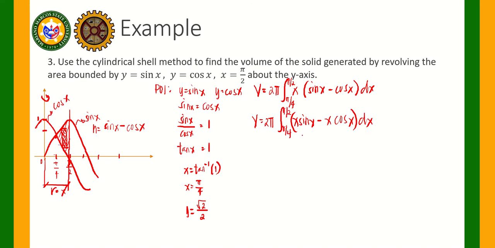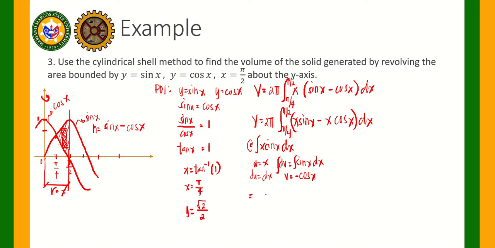If you take a look at this, we have two functions here na naka-multiply. So, yung gagawin natin is si IBP. So, separately, we have the integral of x sine x dx. So, let u be equal to x, du be equal to dx, and then we have dv equal to sine x dx, and v is equal to negative cosine x. So, the integral, kunin natin integral of sine x, that is equal to negative cosine x.